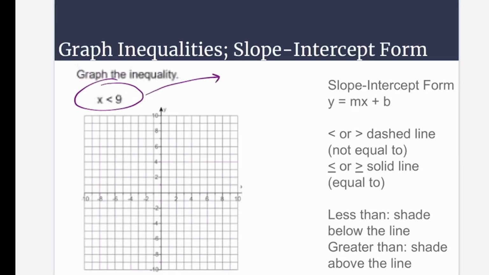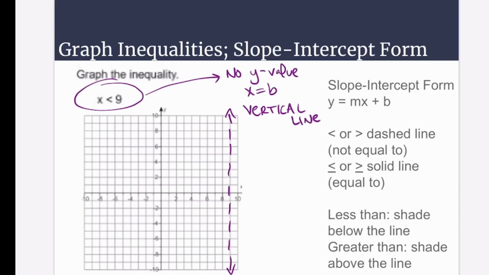Anytime you have an equation with no y value, meaning x is equal to some number, that is going to be a vertical line. So again, I have videos on this that explain the whole vertical horizontal thing. So that means this is a vertical line where x equals 9. So we're going to draw a vertical line where x is 9.